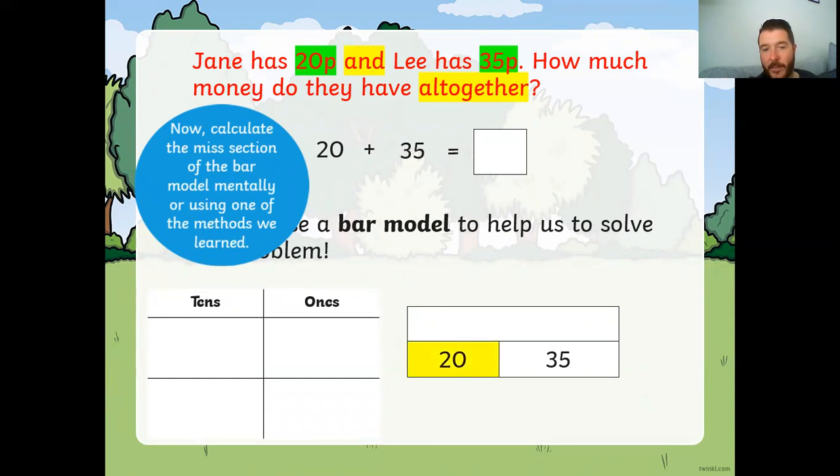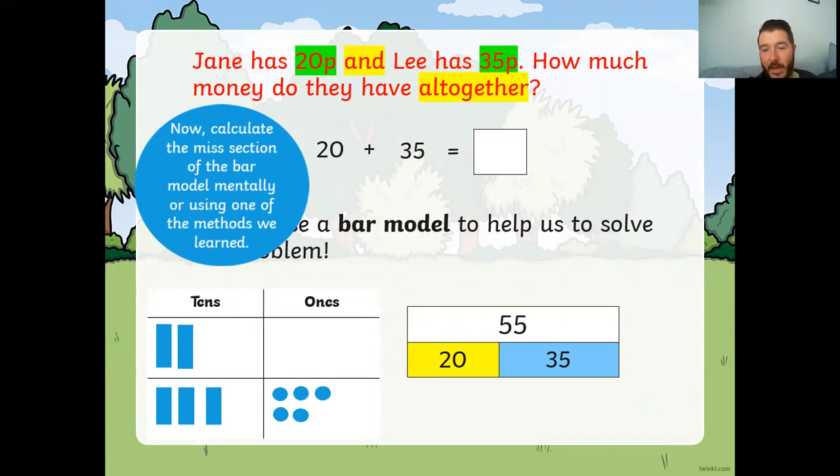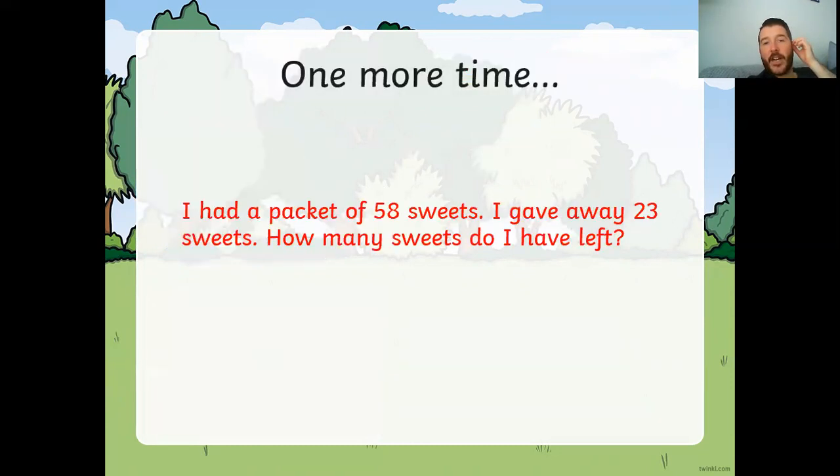So we need to make 20, 10, 20, and 35. 10, 20, 30, 31, 32, 33, 34, 35. So we can count them all together. 10, 20, 30, 40, 50, 51, 52, 53, 54, 55. Our missing part's 55, and we put that as the answer. Solved. Okay? Let's try another one.